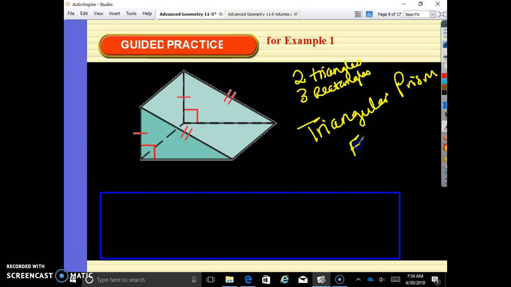All right, so we have faces, vertices, and edges. How many faces? 5. Vertices. How many vertices? 6. Good. Edges. 1, 2, 3, 4, 5, 6, and the 3 connecting them. 7, 8, 9.